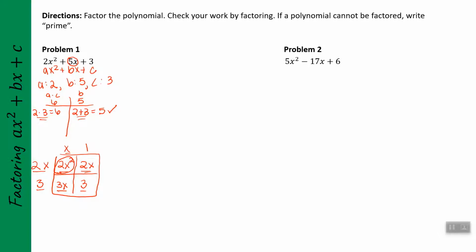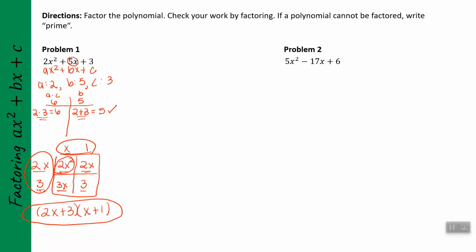And then if we check 1 times 3 also gets us 3, and so it works. So our factors are 2x plus 3, that comes from this left side here. And then our other factor is x plus 1, which comes from up here. And that's our answer. That is the factored version of our polynomial 2x squared plus 5x plus 3.